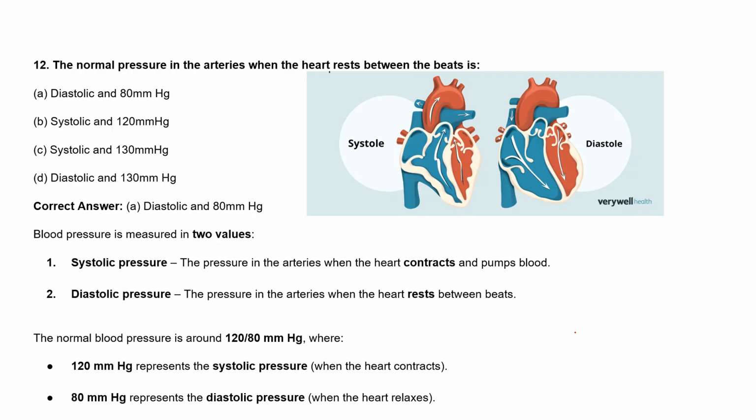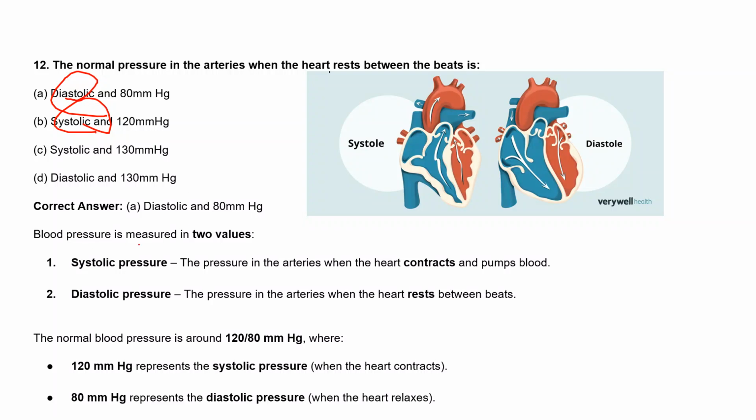So the right answer for this question is diastolic and 80 mmHg. Rest means diastolic. And when there is a contraction, we call it systolic. When systolic is 120 mmHg and diastolic is 80 mmHg, that is the normal pressure.